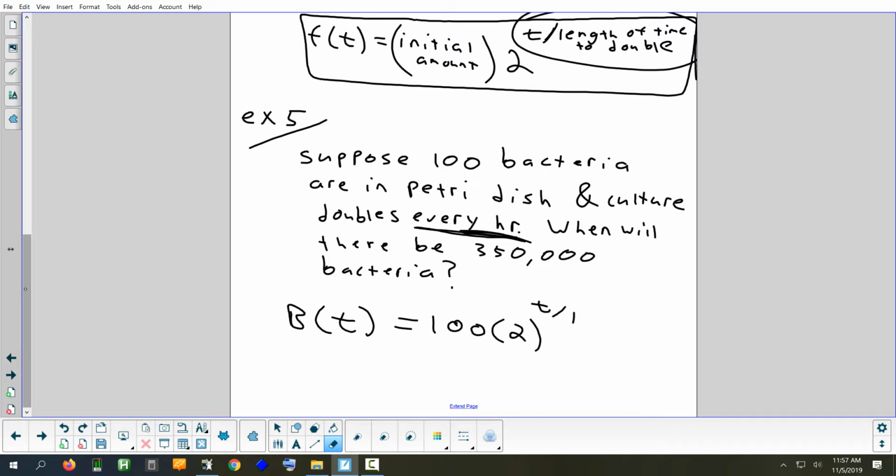Plug in 350,000 for bacteria. Yeah. Is there any question on how I'd finish that? Just like the last one.